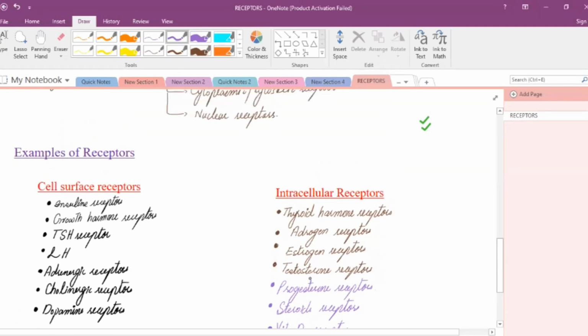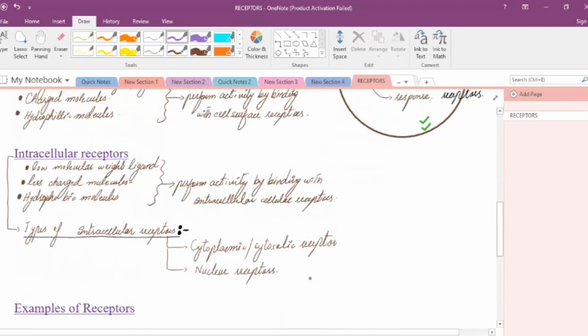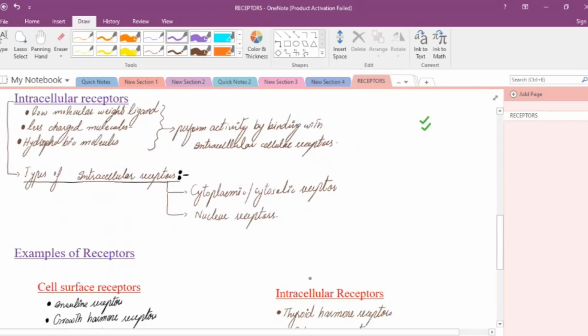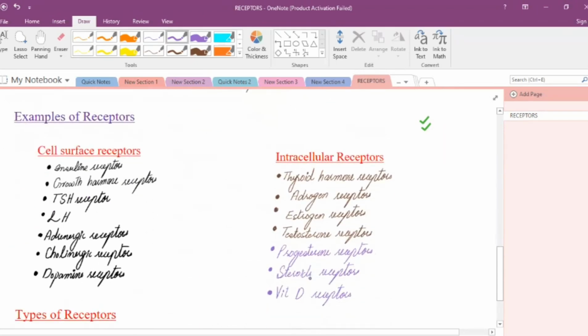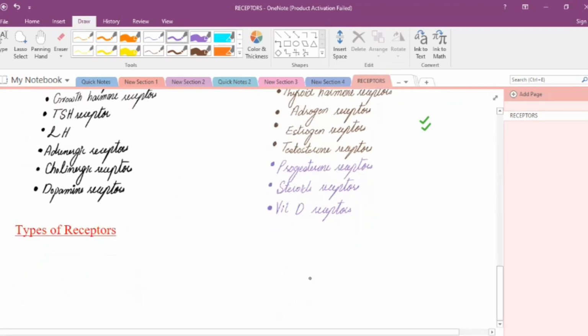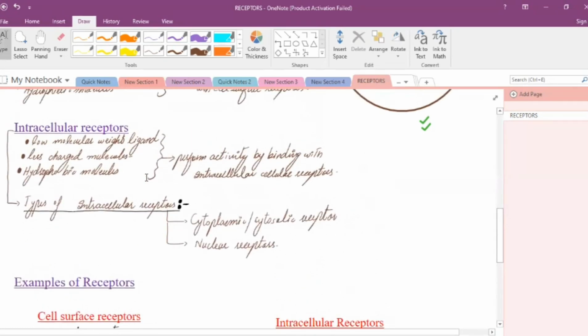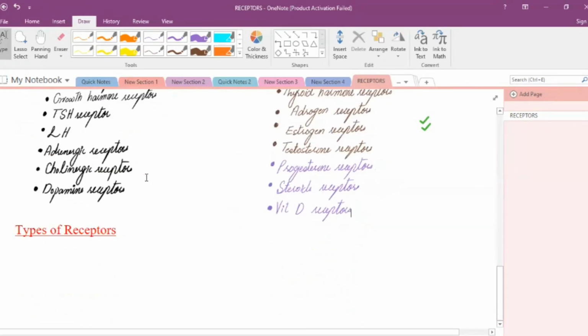These are intracellular receptors and cell surface receptors. It means that if the receptor is inside of the cell, its ligand has to enter into the cell. Otherwise, that ligand will not be able to perform its activity. Okay, next is types of receptor. These classifications were broader in nature. Now come to the types of receptor, the major families, as you people can say, right?